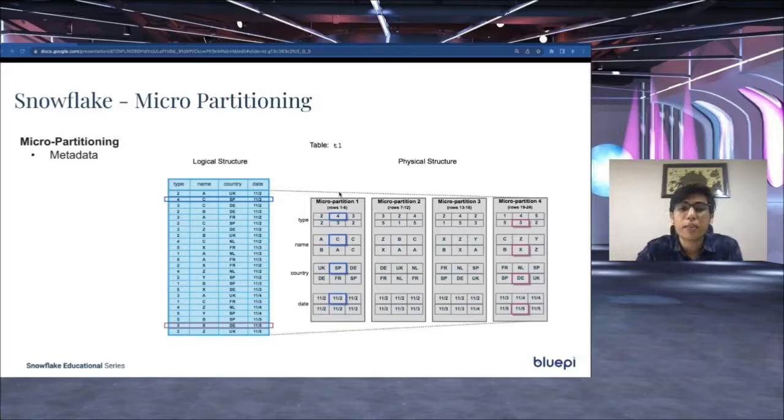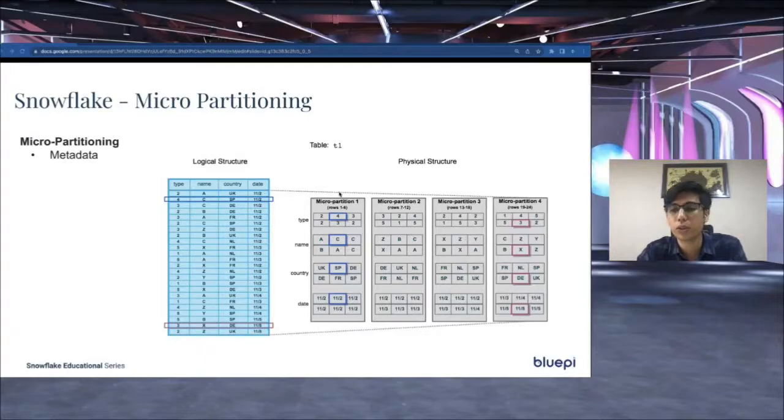With Snowflake, with micro-partitioning, as soon as you save your data in Snowflake, it creates partitions of size 50 MB to 500 MB, and then it saves it. So you have multiple partitions within Snowflake ranging from 50 MB to 500 MB, and all your data is stored in that manner.